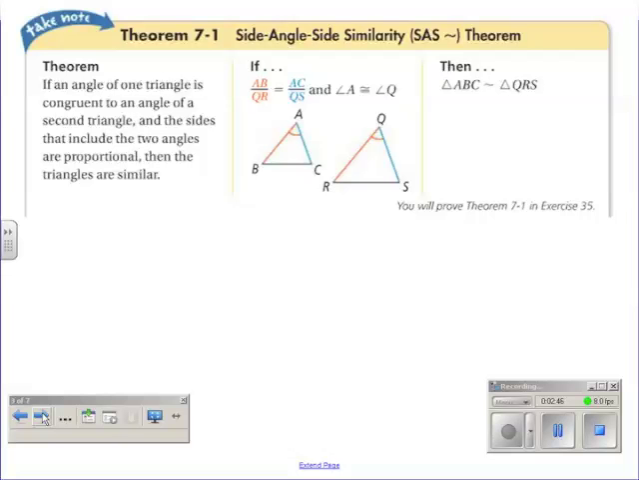Here's the next theorem, the side angle side similarity theorem. So when two sides are proportional, there's one pair, here's another pair, and the given included angle is congruent. In this case, it's angle Q and angle A, which are congruent to each other. Then we can say that overall those two triangles are similar to each other.